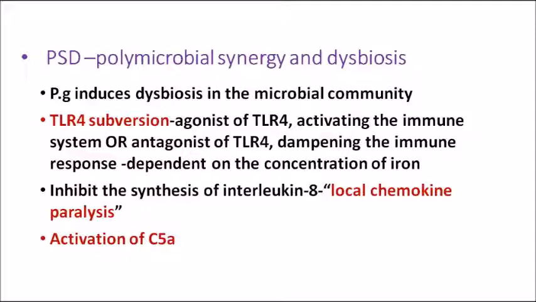Second thing is local chemokine paralysis. There is a paralysis of the chemokine interleukin 8 or there is inhibition of synthesis of interleukin 8. And third one is activation of C5A. So just like the TLR4 activation, it activates C5A, but it will make sure that this will not kill the PG. So this is how the polymicrobial synergy and dysbiosis is happening: by TLR subversion, local chemokine paralysis, and activation of the complement factor C5.